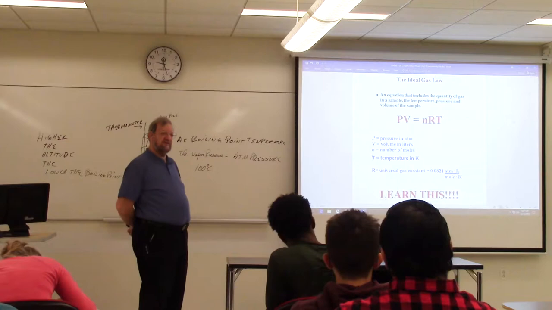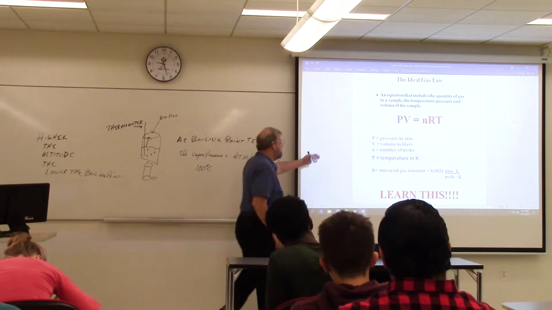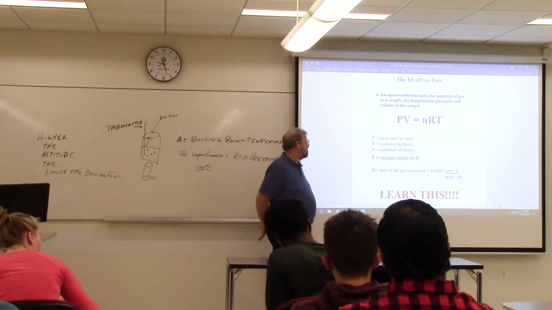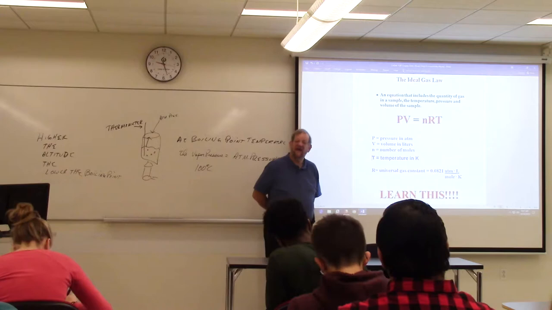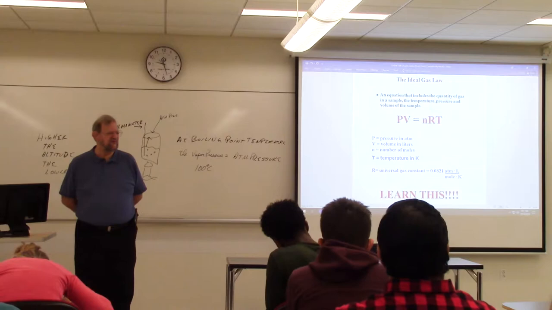And in PV = nRT, what's P? P is pressure in atmospheres. What's V? V is volume in liters. What's n? n is the number of moles. But I don't know about you, but I've never seen a balance that measures out moles, but it does measure grams or weight.